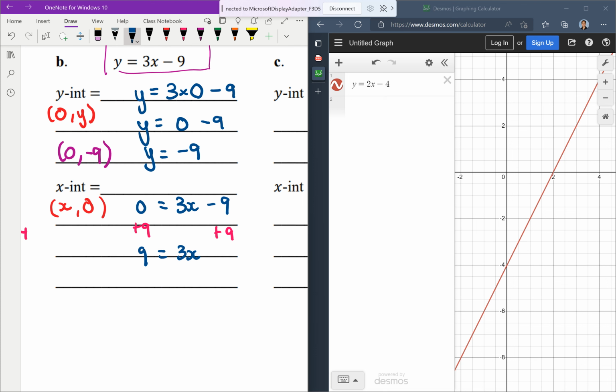What's the next step? I want to find x. What do you have to do now? Divided by 3. Very good. So I'm dividing by 3 because it's x times the 3. Opposite of times is divide. Divide both sides by 3.